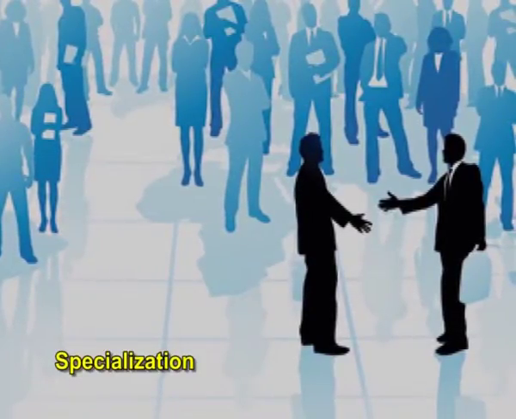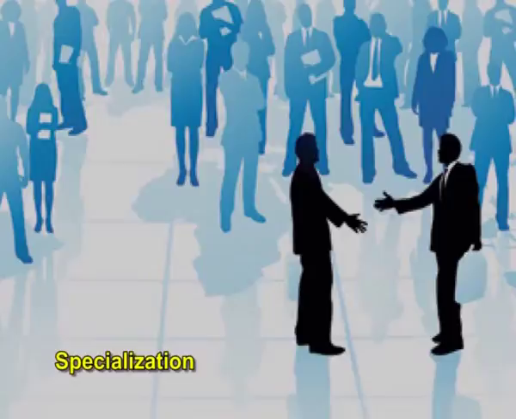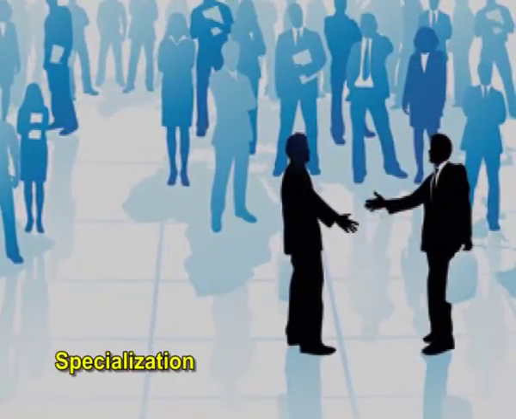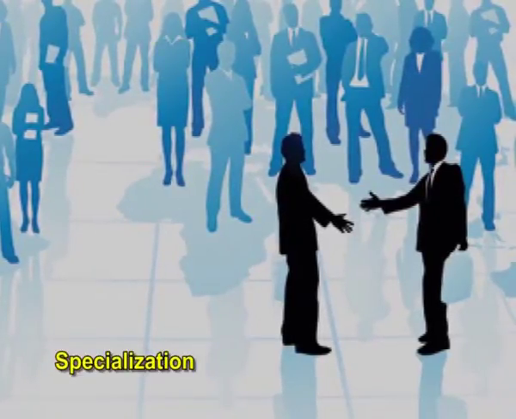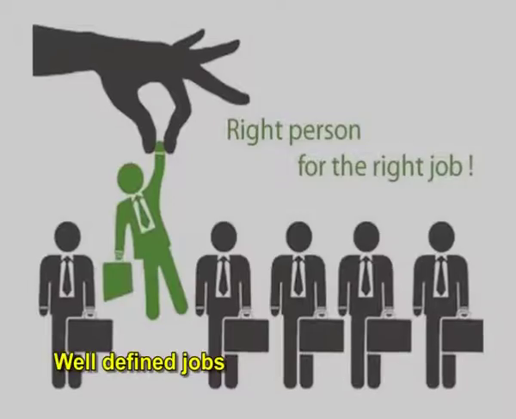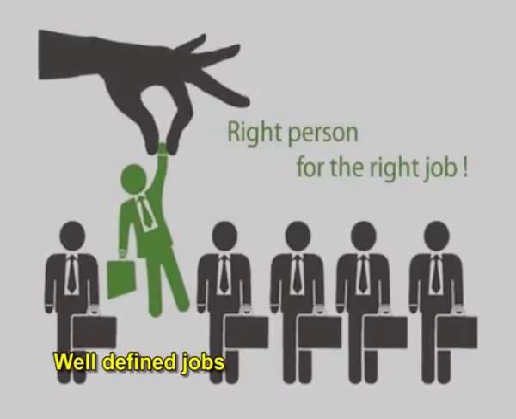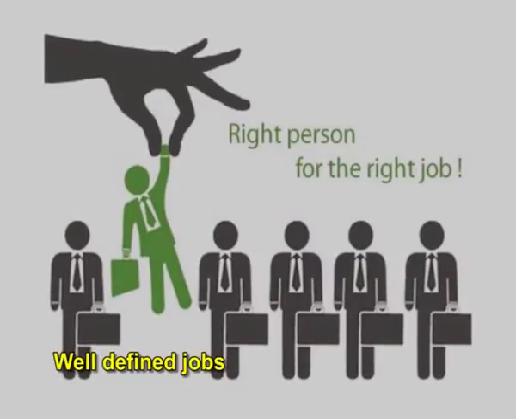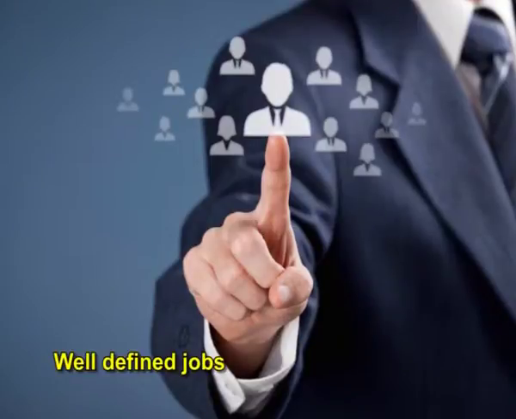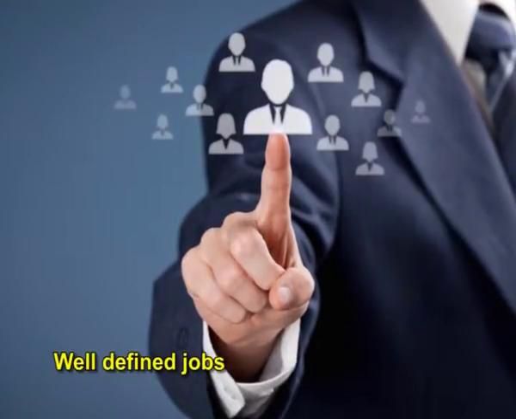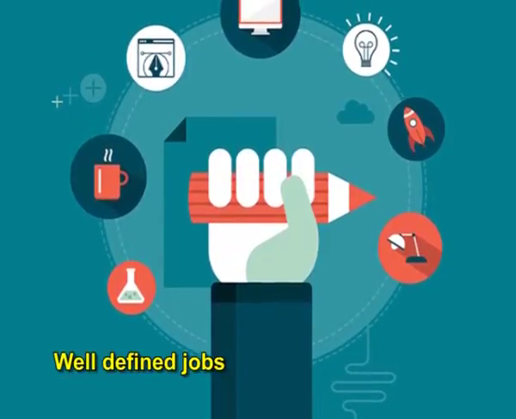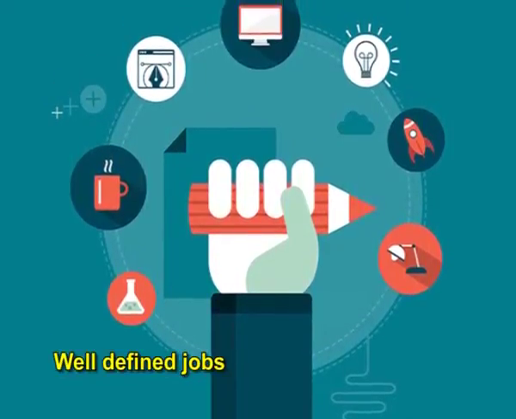Specialization. Organizational structure is a network of relationships in which the work is divided into units and departments. This division of work helps in bringing specialization in various activities of concern. Well-defined jobs. Organizational structure helps in putting the right men on the right job, which can be done by selecting people for various departments according to their qualifications, skills, and experience.